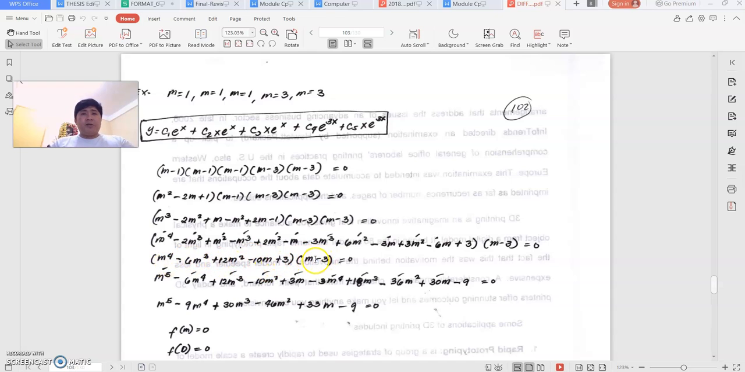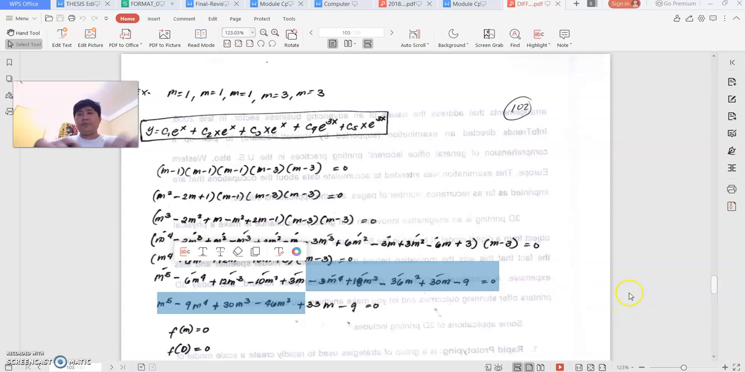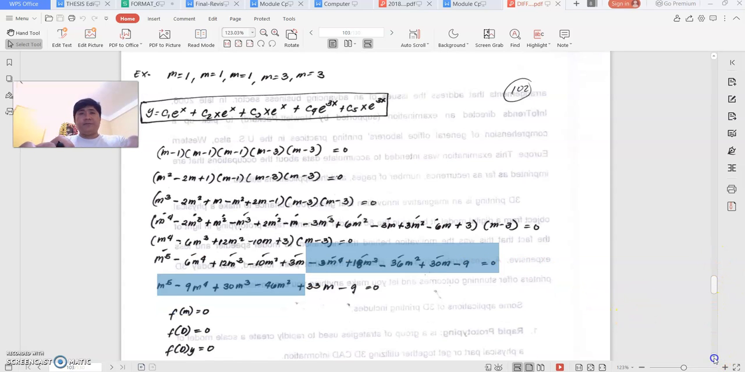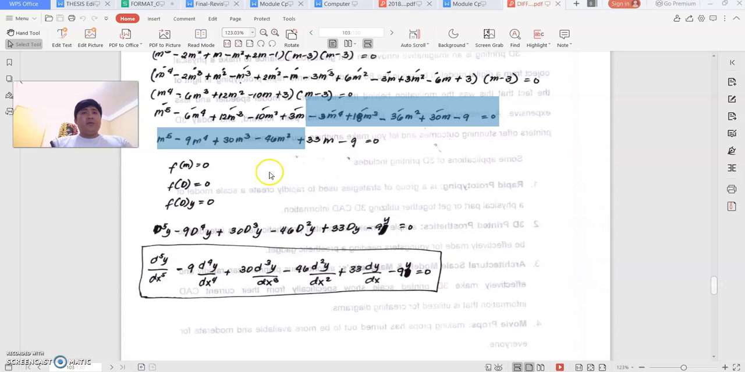Then distribute the m minus 3. After distributing, we have this. After that, some terms cancel, like for example this raised to the power of 4, raised to the power of 3, raised to the power of 2, which are combined. So we have already identified our auxiliary equation, right? And we know that f of m, since this is m, is equal to 0.